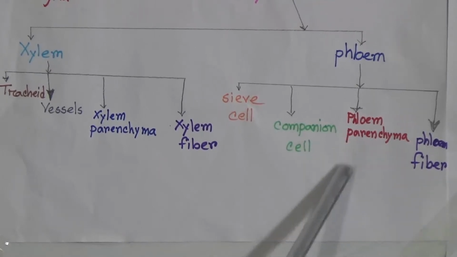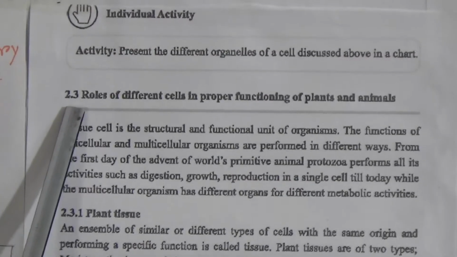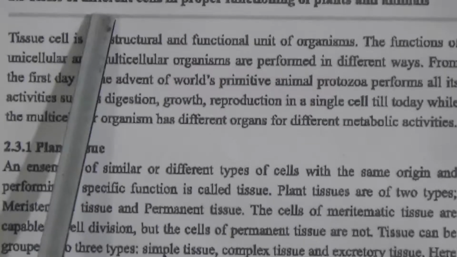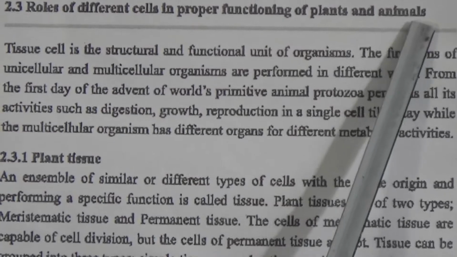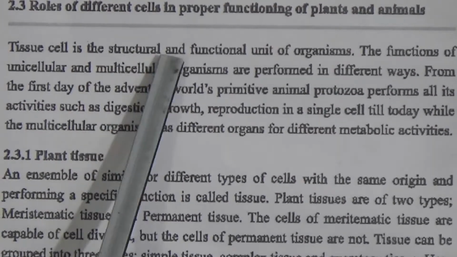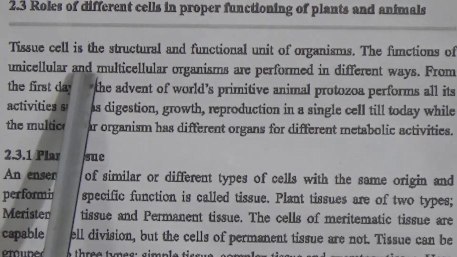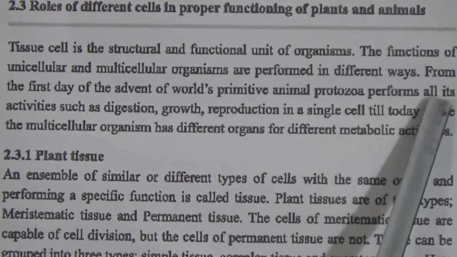Now come to the book space. Now we will learn this elaborately. We will start from lesson 2.3, roles of different cells in proper functioning of plants and animals. Cell is the structural and functional unit of organism. The functions of unicellular and multicellular organisms are performed in different ways.